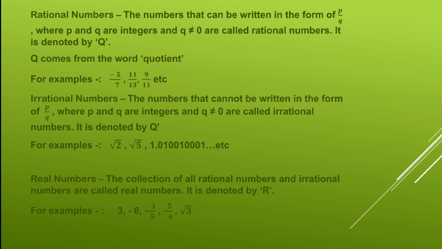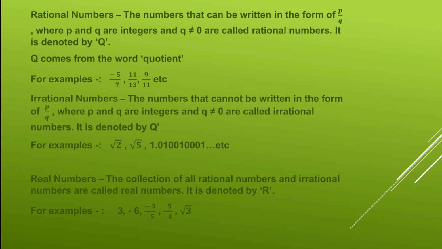If Q were 0, your number would become not defined. 7 by 0 is not a rational number. It becomes not defined because you cannot divide any number by 0. So what do you mean by rational numbers? The numbers which are represented in the form of P by Q, where P and Q are integers and Q should not be equal to 0. For example, you can write -5 by 7, -9 by 5, 0 by 1 also. See, 0 is also a rational number. You can write 0 by 1.